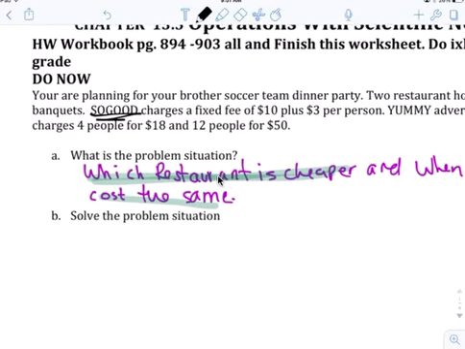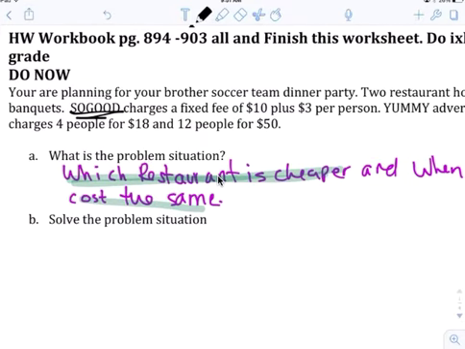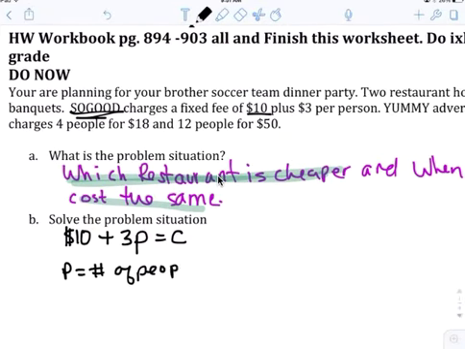To solve it, you need the equation for both of these. So Good has a fixed fee, or a one-time fee, of $10. You've got $10 plus $3 per person. That's the cost for So Good. So P equals the number of people. Most of you may use X and Y here, and we'll keep to that. X is the number of people, Y is just the cost in dollars. Okay?